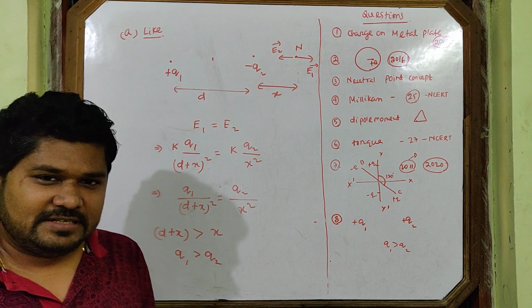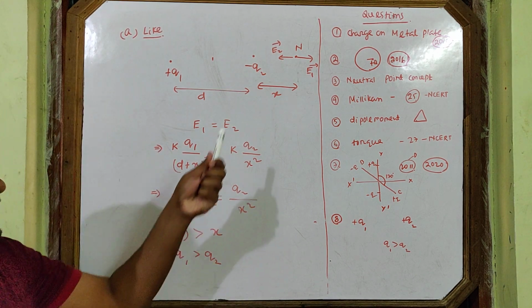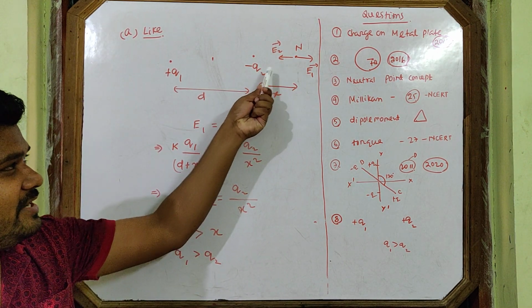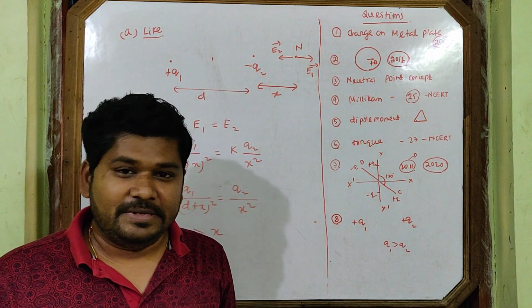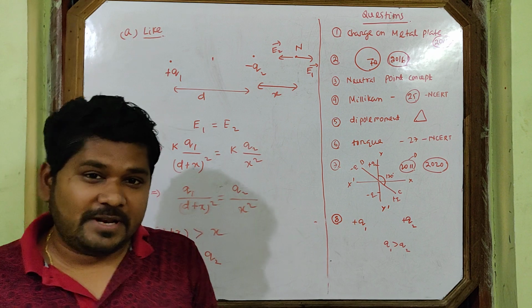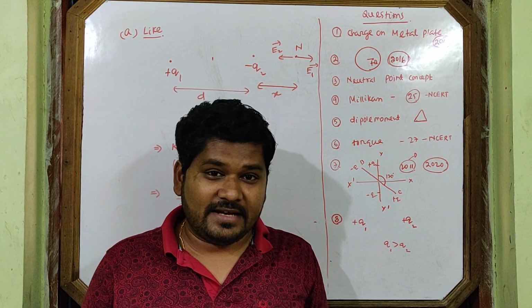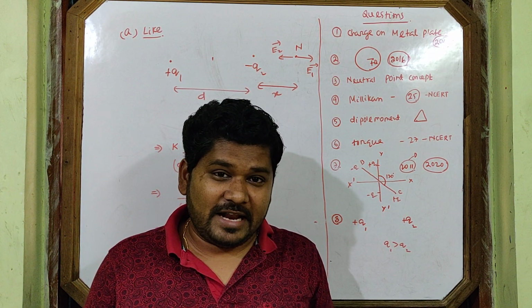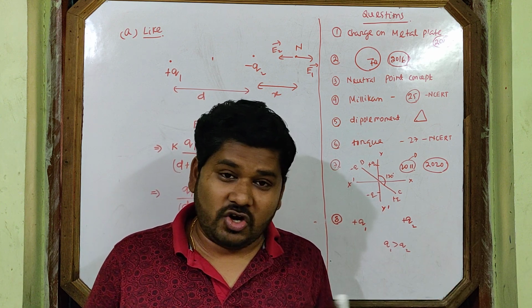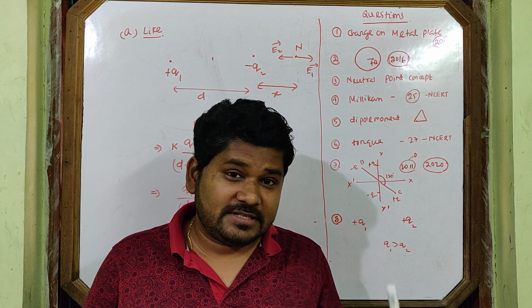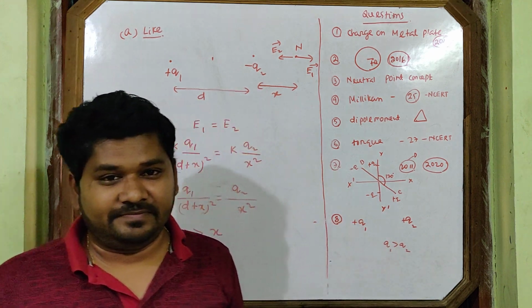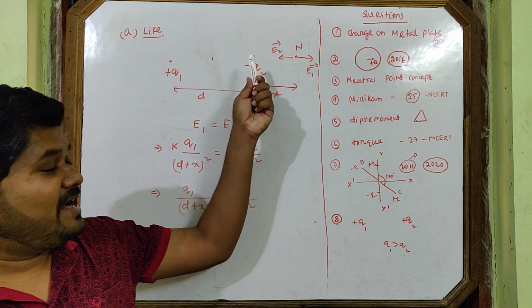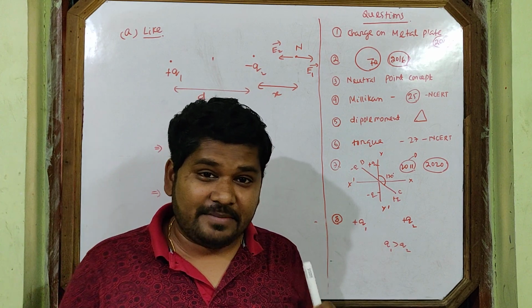So now, is it clear? Neutral point lies at which side? Here, at Q2, and Q2 is less. Means again, neutral point, if two charges are unlike, lies at the side, not in between them, but at the side of which charge? Less magnitude charge. Neutral point lies at the side of less magnitude charge.